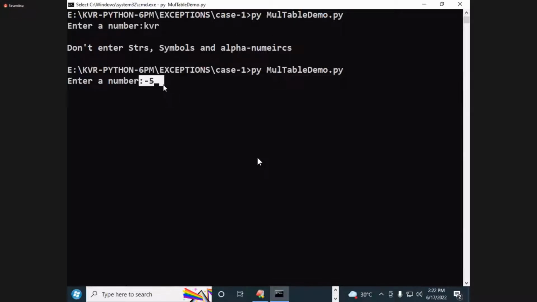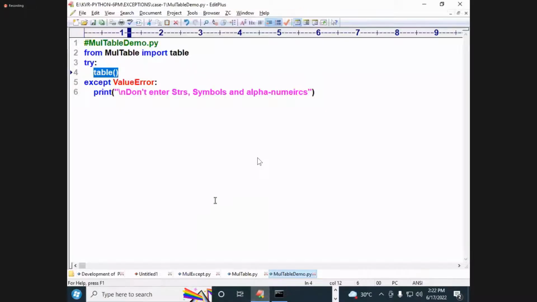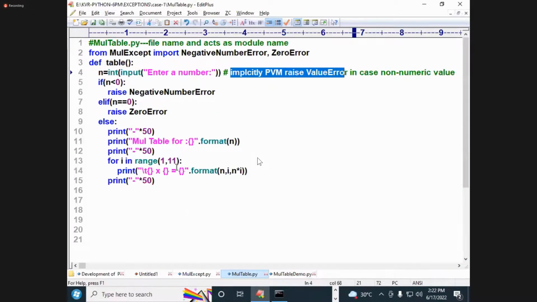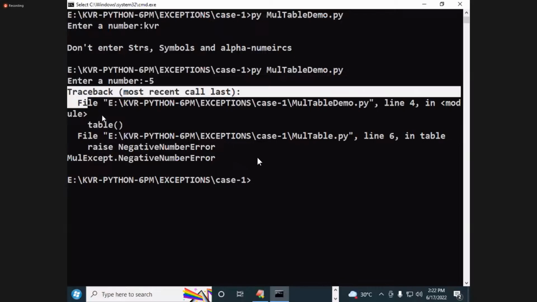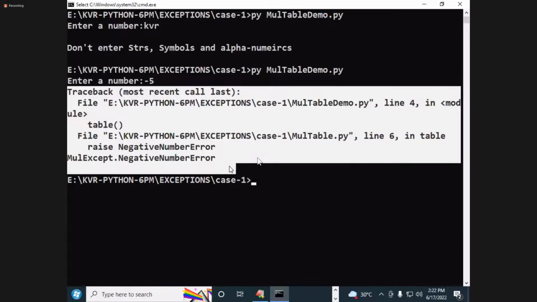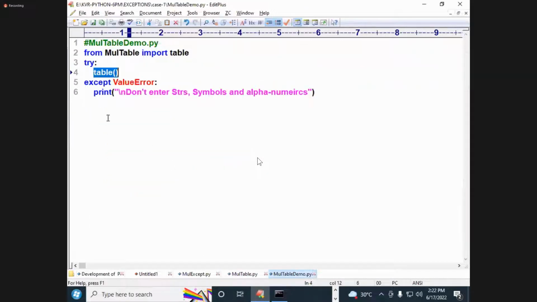In this case, this is going to be happening. N less than 0, raising an exception here. Coming back to the point, this is going to be taking negative number error. Negative number error. Go to the program once again. In the main program, I'm going to write it. Now, except which one? Negative number error.